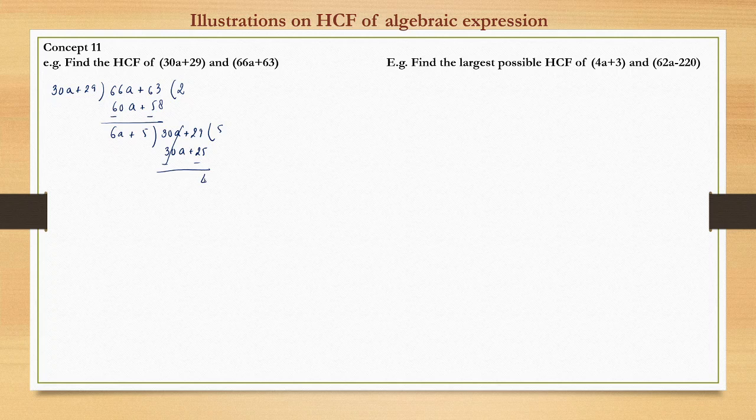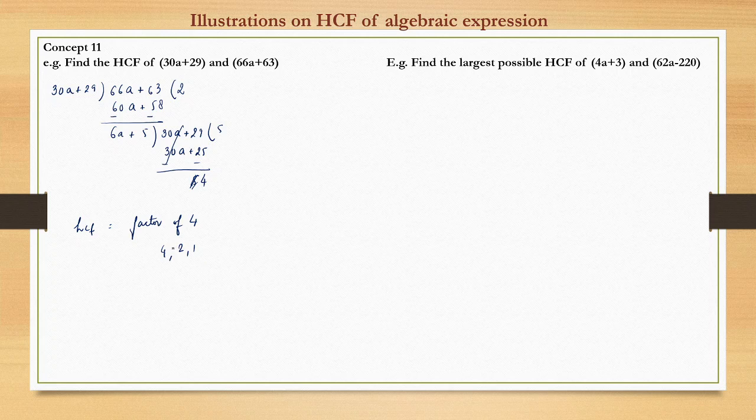What remains is 4. So now we have got 4. So HCF of this number will be nothing but a factor of 4. So it could be either 4 or 2 or 1. This will be the HCF. Exact HCF we may not know because we don't know the value of a. These are variables, expressions. So exact HCF in these cases we may not know.